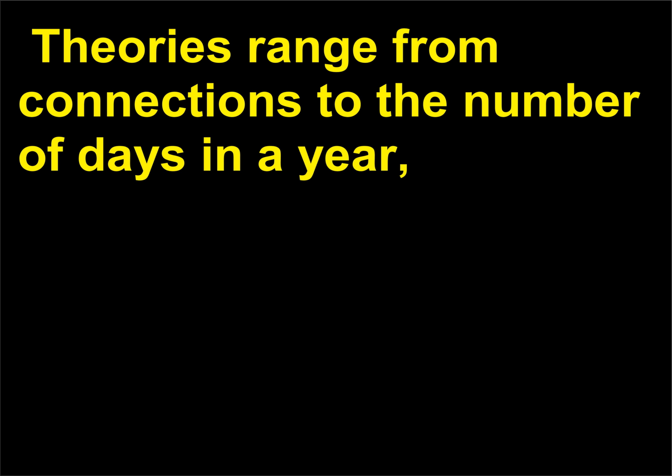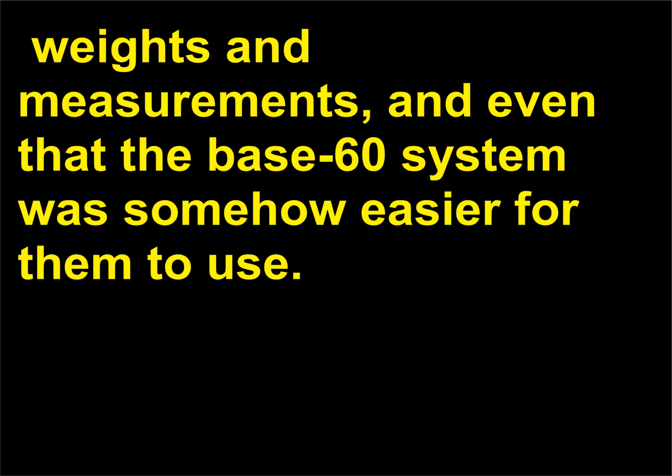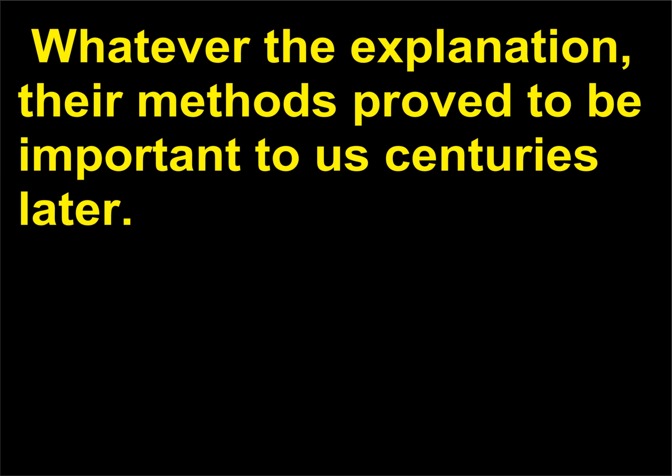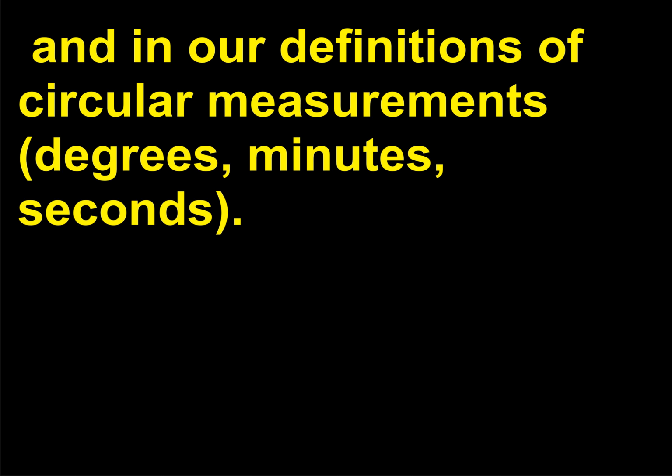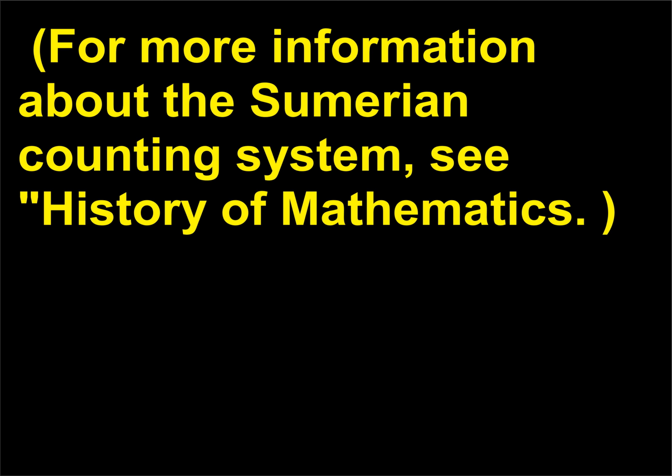Theories range from connections to the number of days in a year, weights and measurements, and even that the base 60 system was somehow easier for them to use. Whatever the explanation, their methods proved to be important to us centuries later. We still use 60 as the basis of our timekeeping system: hours, minutes, seconds. And in our definitions of circular measurements: degrees, minutes, seconds. For more information about the Sumerian counting system, see History of Mathematics.